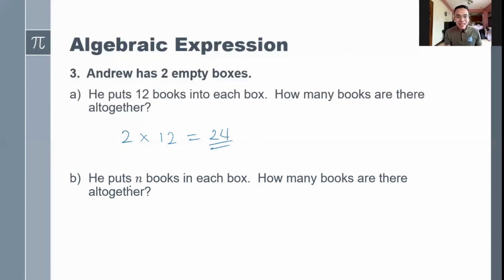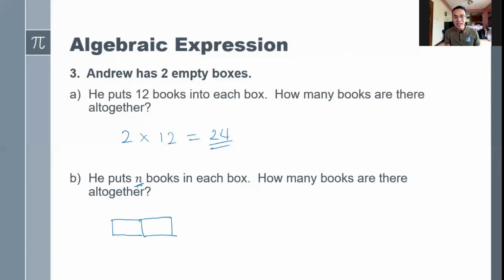Letter B, he puts n books in each box. So you encounter another variable again. Any letter that you encounter in math is called a variable. Why variable? Because its value varies. Its value changes. How many books are there altogether? I want to solve this using bar models. So there should be 2 empty boxes. So I'm going to use this box. There are 2 empty boxes.